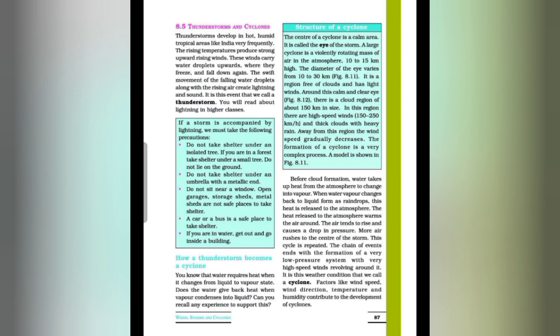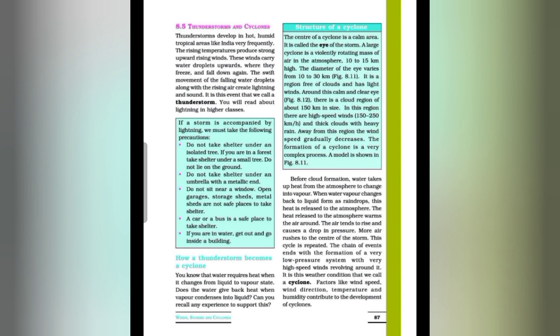And once a cyclone is formed, it begins to move over the surface of the ocean, and the speed of wind in the cyclone is more than 120 km per hour. A cyclone needs a constant supply of warm and moist air. So as the cyclone reaches the land, the supply of warm and moist air gradually stops and the cyclone dies. So what is the structure of a cyclone?